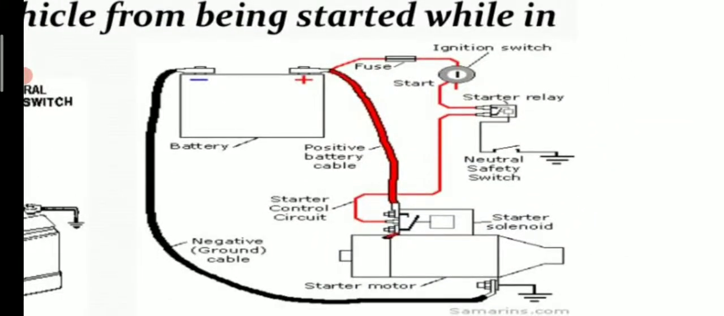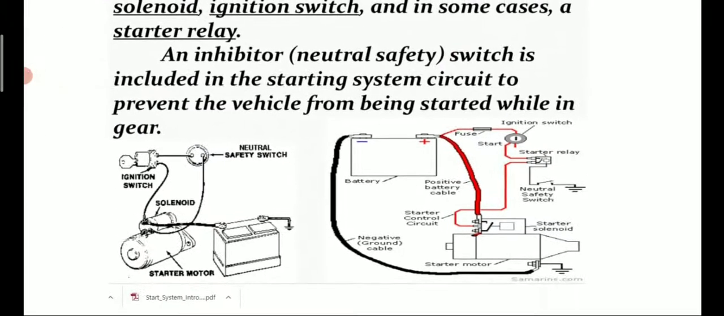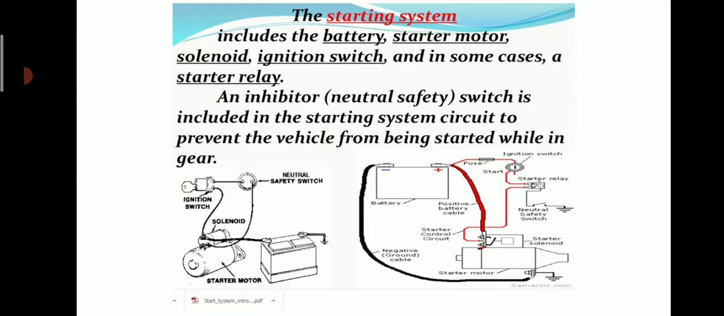A battery has very thick wires, red colored and black colored. The red colored wire is connected to the starter motor through the solenoid, and the ignition switch has a small wire connection. So this is the figure which indicates the different components of the starting system.